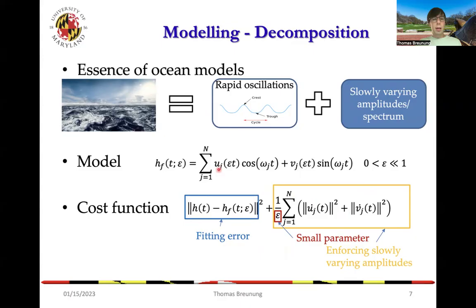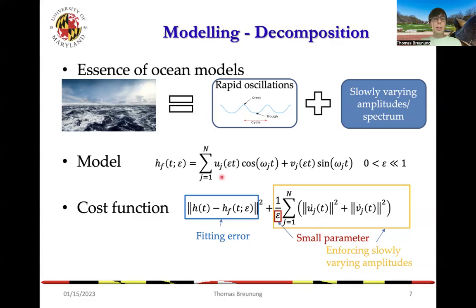So these amplitudes are allowed to vary in time, but every time variation is penalized, and this penalization is scaled with a small parameter epsilon. So every variation in time of the amplitudes is heavily penalized. The second term, in essence, enforces slowly varying amplitudes.